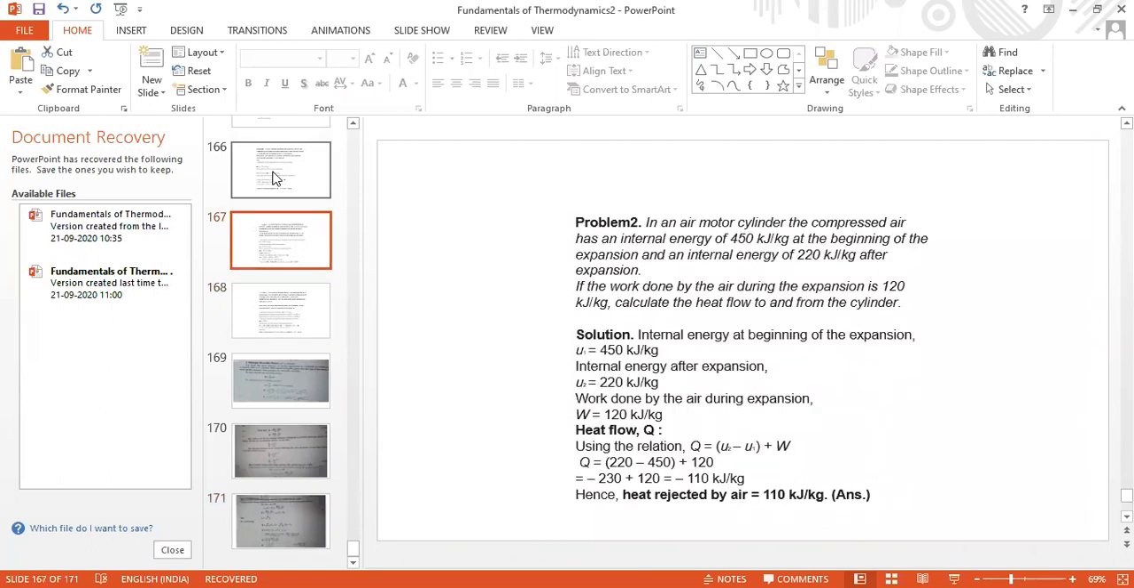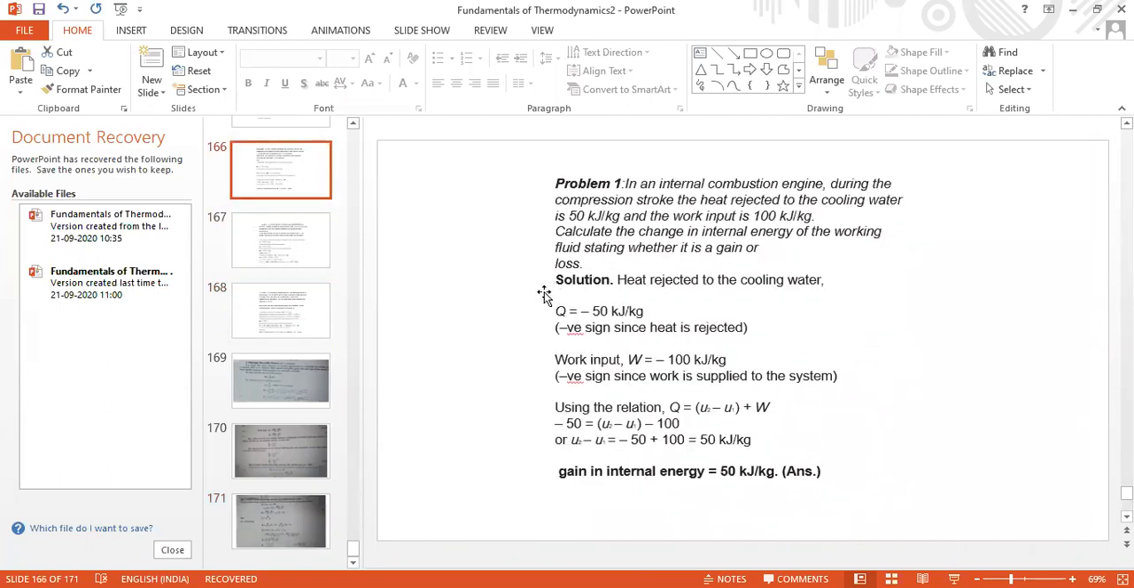There are some simple problems which we can do. For example, see this problem. An internal combustion engine during the compression stroke, the heat rejected to the cooling water. This type of problem is given in the examination. Say from the first law of thermodynamics, for a change of state, anything from the first law of thermodynamics for a closed system. You may call it a closed system.